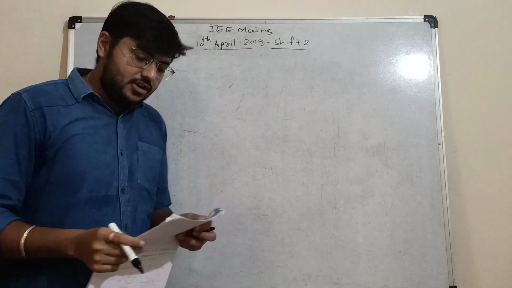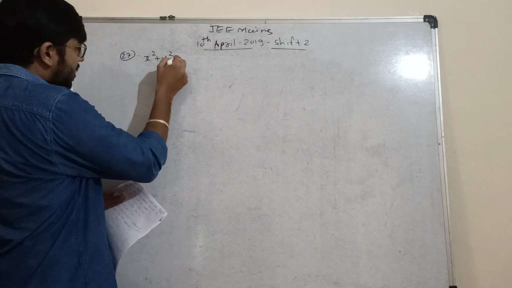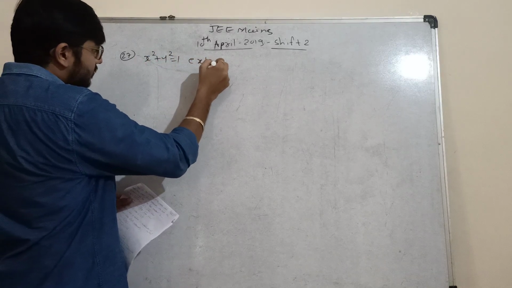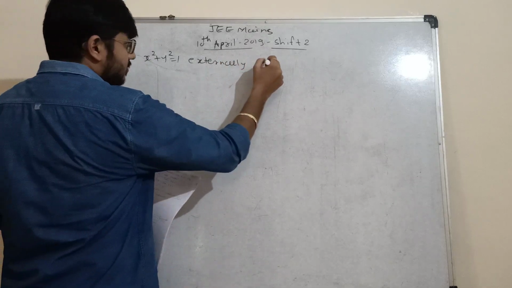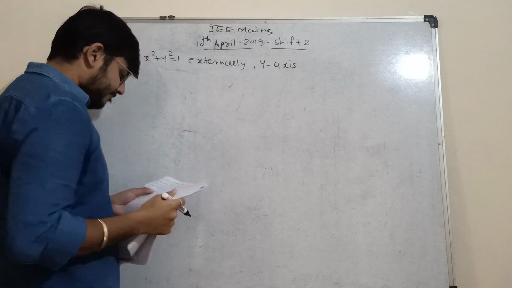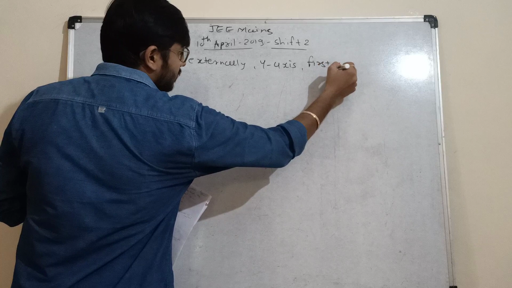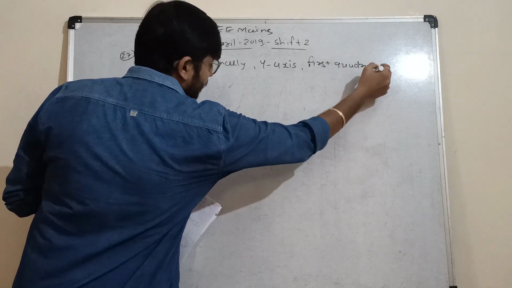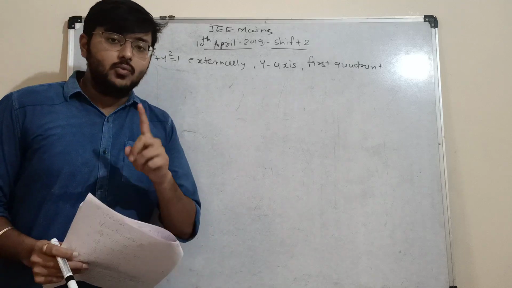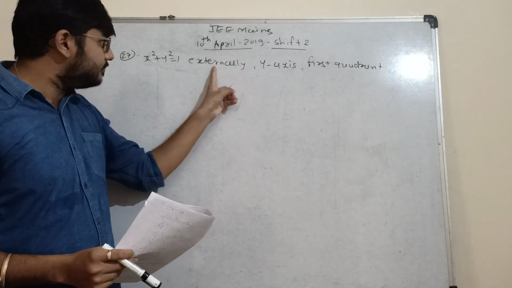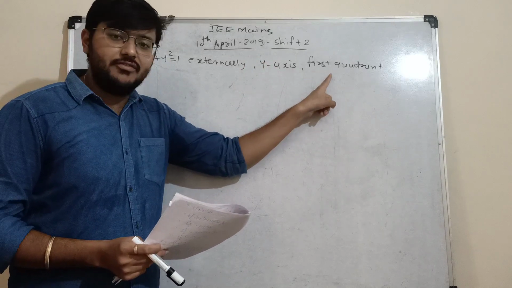The locus of the center of the circles which touch the circle x square plus y square equals 1 externally and also touch the y-axis and lie in the first quadrant. We want to find out the locus of the center of the circle which touches this circle externally, which also touches the y-axis, and that circle lies in the first quadrant.